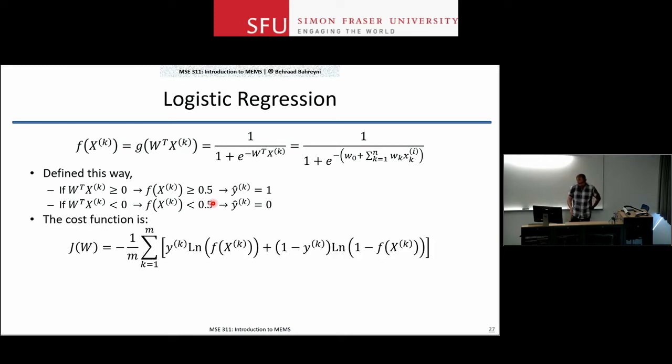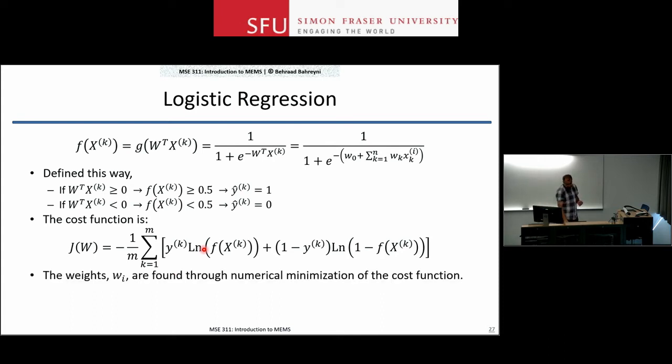Then I go and define a cost function as shown here. Remember, y_k, the value, is either 0 or 1. So you either calculate this value or this value. If y is 0, then this first term is 0. If y is 1, then this term is 0. And then you go and calculate the cost function. The goal is to minimize the cost function and figure out what those w's are.